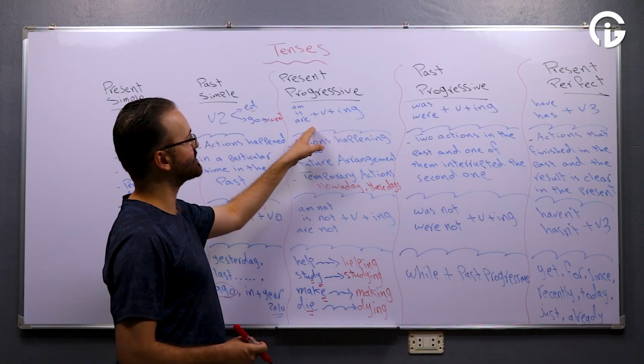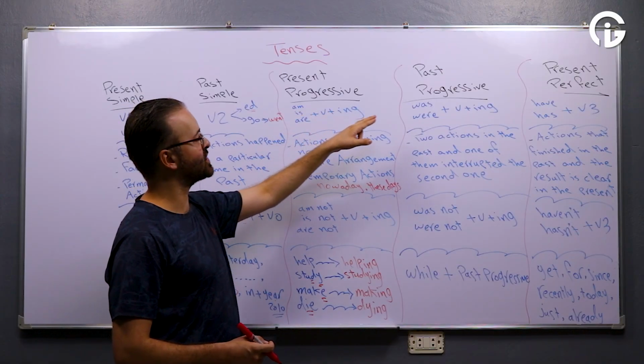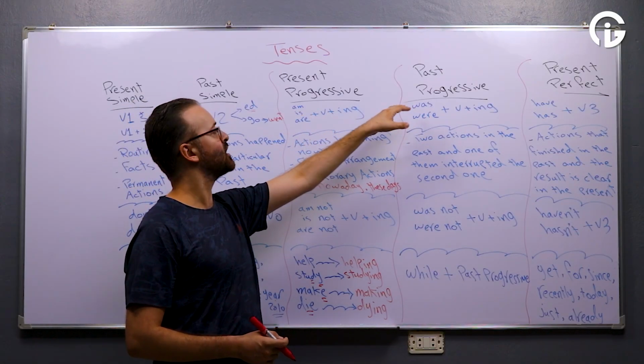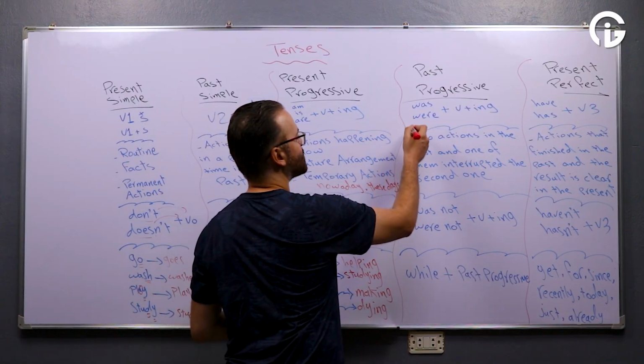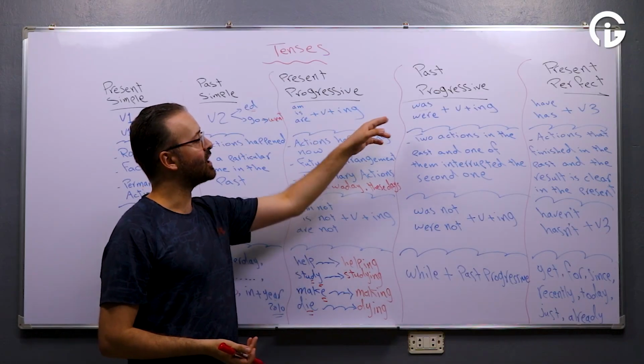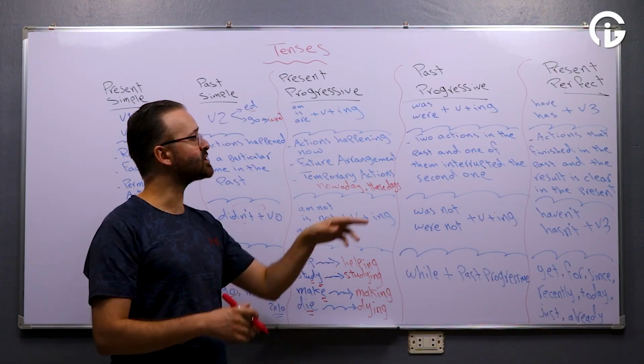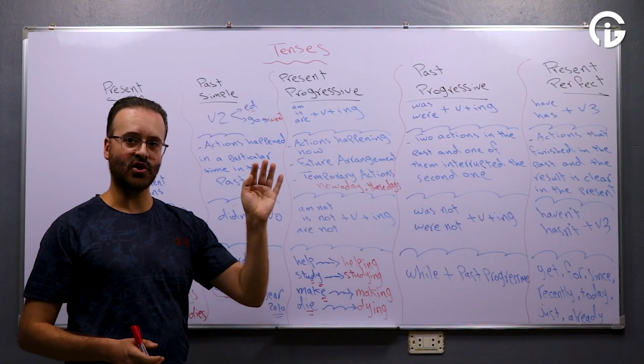Past progressive, it's the same form, but instead of am, is, are in the present, we put the past of am, is, are. The past of am, is, are is was or were. Was with the singular subject and were with the plural subject. If we want to talk about pronouns, was with I, he, she, or it.